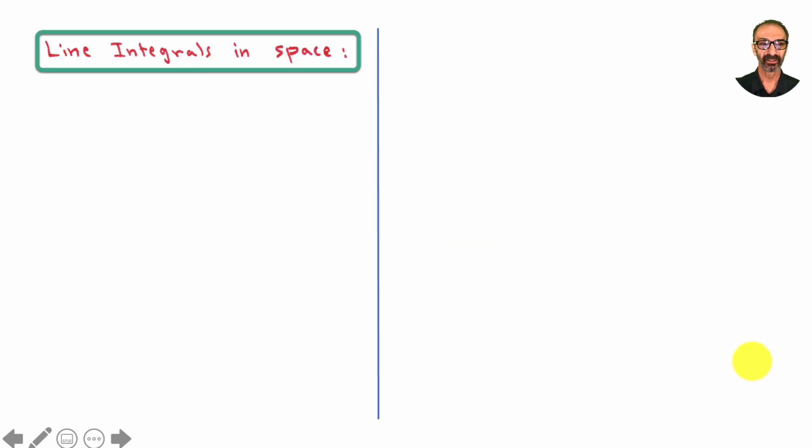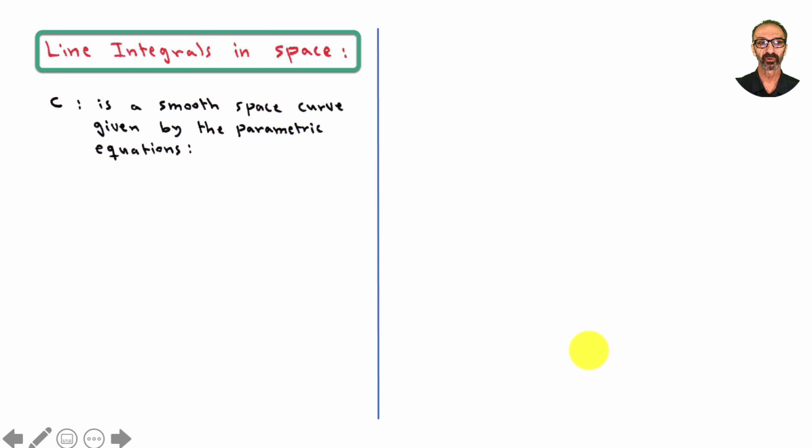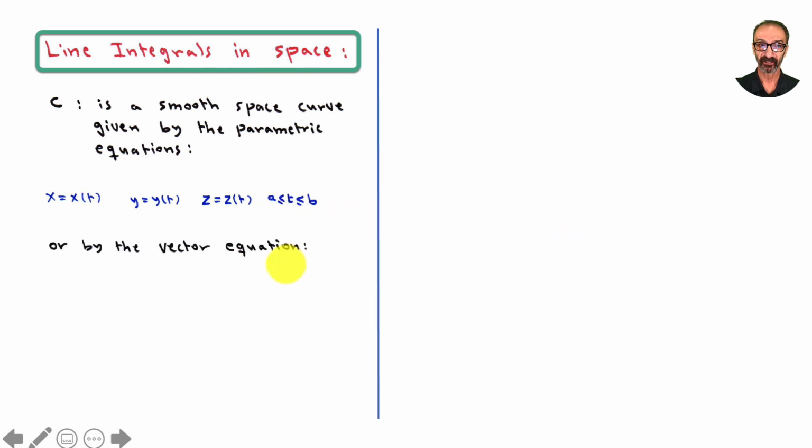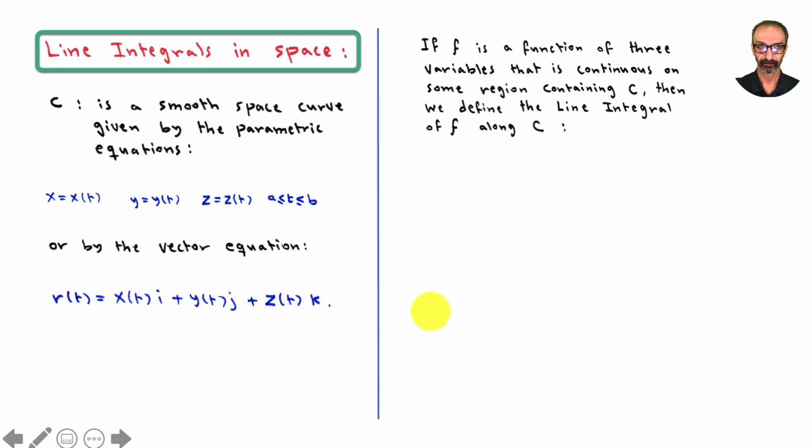Now, line integrals in space. C is a smooth space curve given by the parametric equations x equals x of t, y equals y of t, and z equals z of t from a to b. Or by the vector equation. As a vector equation, we're going to use i, j, and k. If f is a function of 3 variables that is continuous on the region containing C, then we define the line integral of f along C as follows.